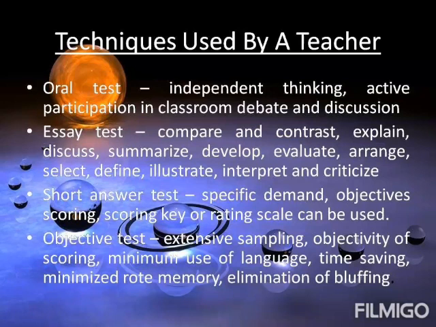Secondly, objectivity of scoring. That means these tests only admit one correct response, which eliminates subjectivity in both answering and scoring. Thirdly, minimum use of language. Fourthly, it is time saving. Answering and scoring can be done rapidly. Fifthly, it minimizes rote memory. And the last point is elimination of bluffing.